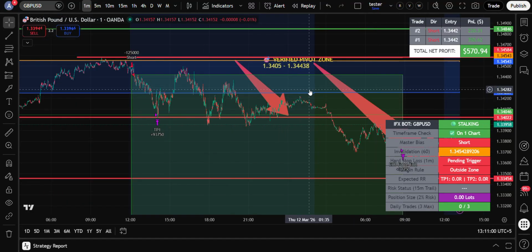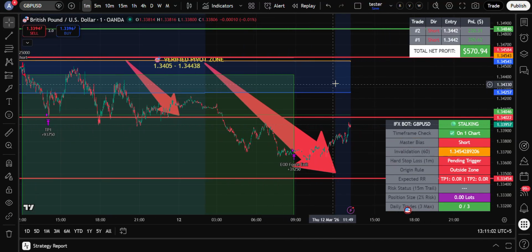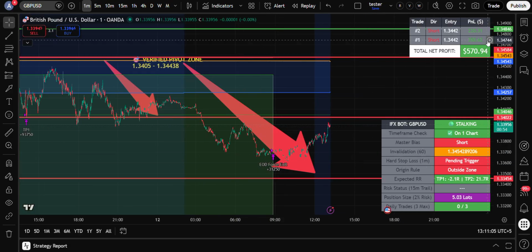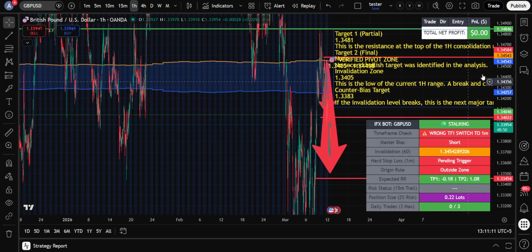So guys, yesterday we were selling the pound. We hit both of our targets, almost the second one as well. And we made money, guys. So the question remains, what are we going to do today?